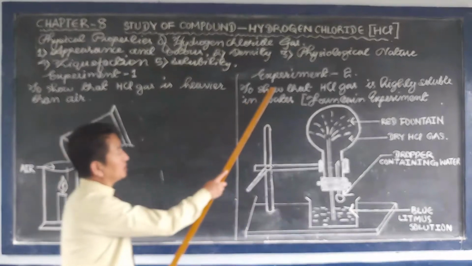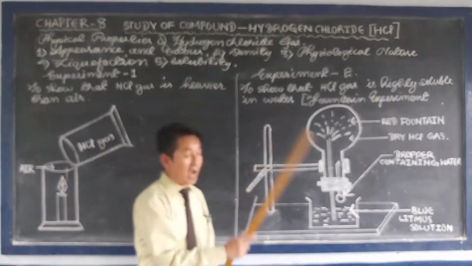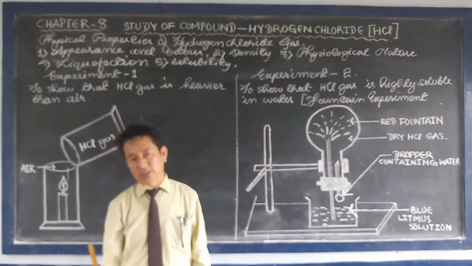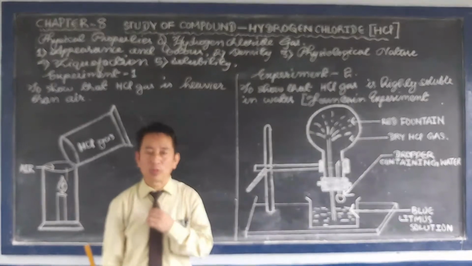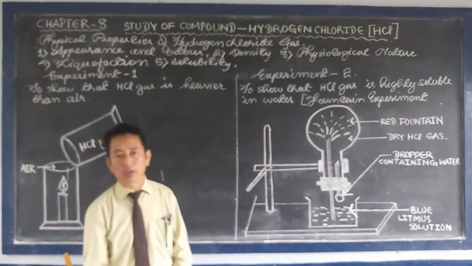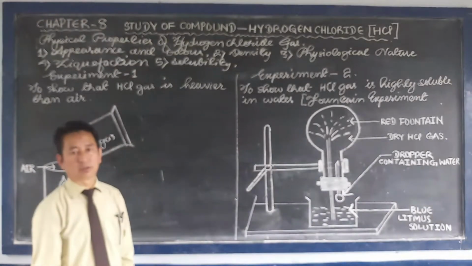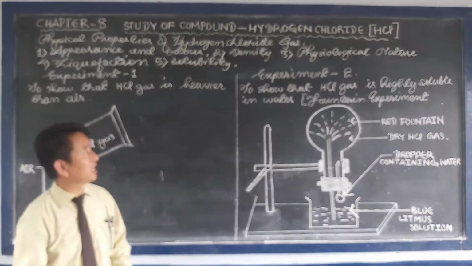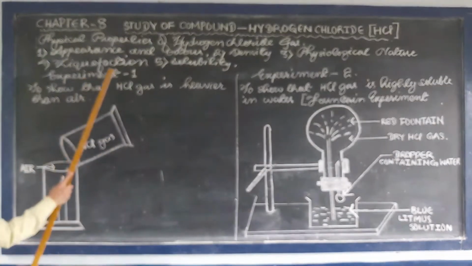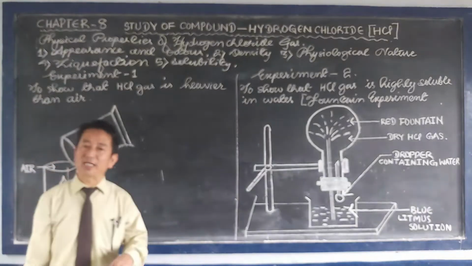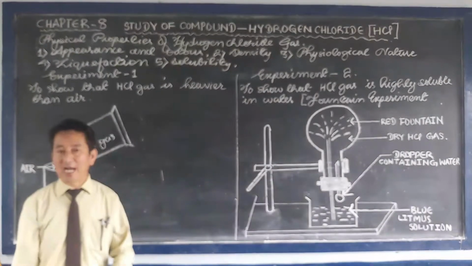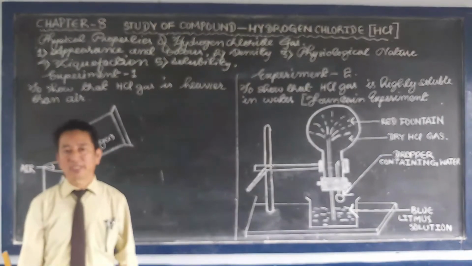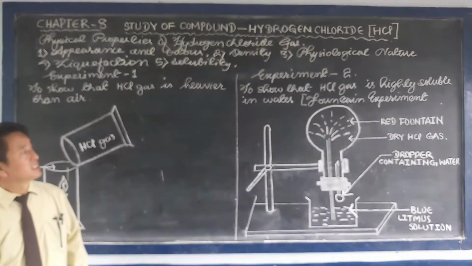Now physiological nature. Hydrogen chloride gas is corrosive in nature. It irritates lungs, throat, nose, and causes blisters on the skin. Now next here, liquefaction. Hydrogen chloride can be liquefied at a pressure of 40 atmospheres and a temperature of 10 degrees Celsius.